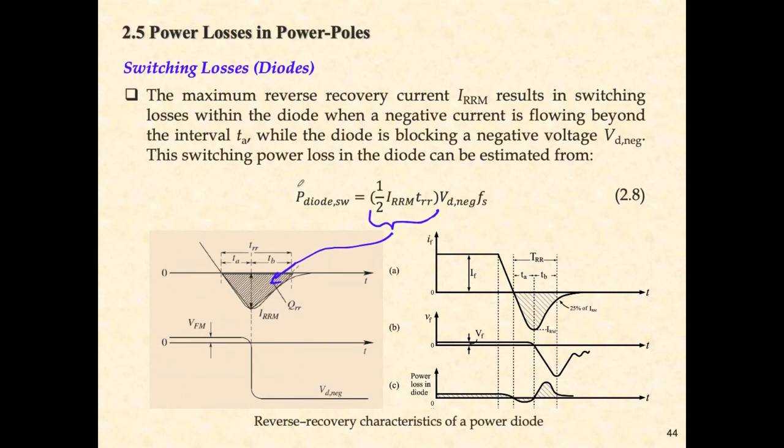And if we want to calculate the power, we need to multiply by V and the switching frequency. So that's how we can determine the switching losses of diodes in switching power poles.